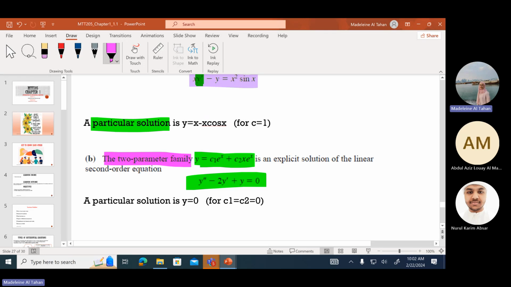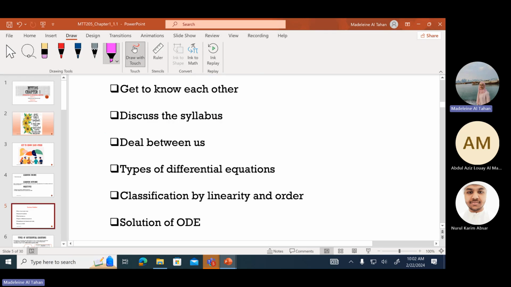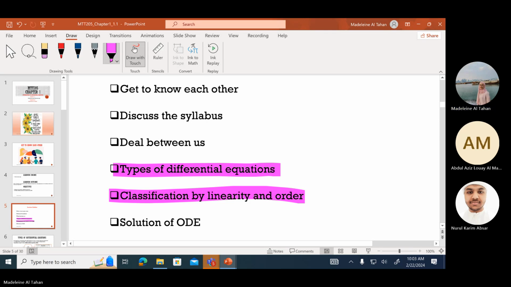Let's recap. So we know the types of differential equations. Who will remind us of the types? ODE and partial differential equation. We classify them according to linearity and order. When can we say that it's linear, Abdulaziz? Linear in what? It should be in the y's, right? y prime, y double prime. We expect in a linear differential equation to have all the y's have what? Power 1. Then what do we mean by solution of an ODE? Did we learn how to solve an ODE?